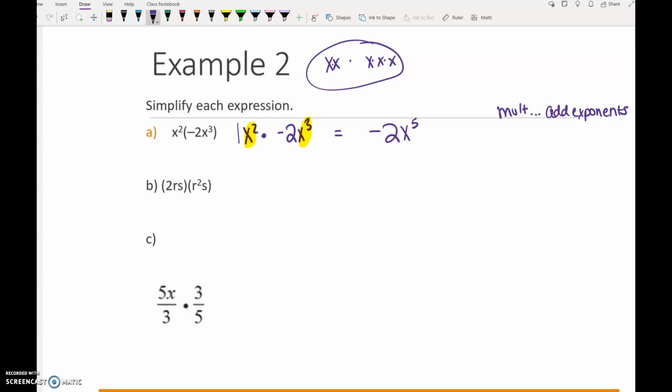Two rs times r squared s. Really, this is 2 times r times s times r squared times s. The parentheses are just containing each term. So multiply the numbers. I see just the 2. The r's, we've got r times r squared. That's going to give us r to the third. And then the s's, s times s is s squared.